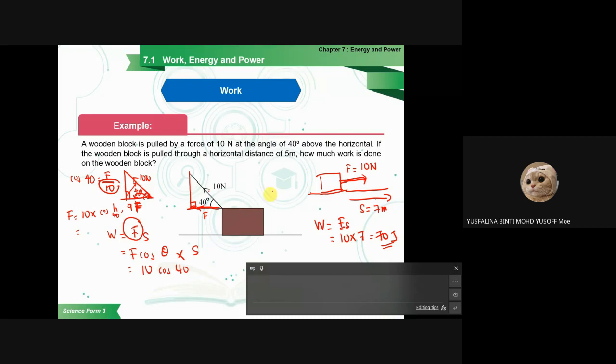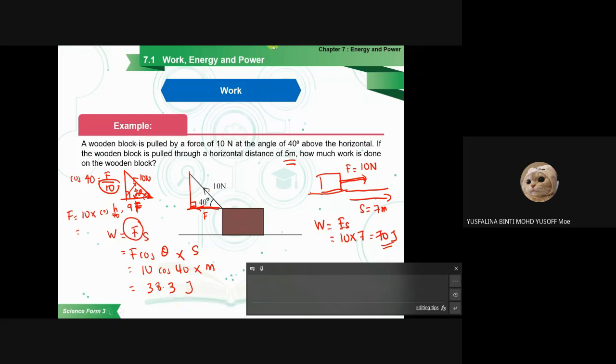And then it said it moved 5 meter, right? So you multiply by the distance here, 5 meter. So times 5, you will get 38.3. Yes, very good. 38.3 joule.